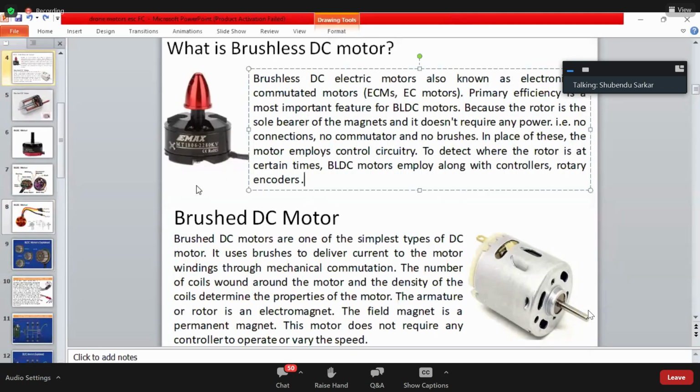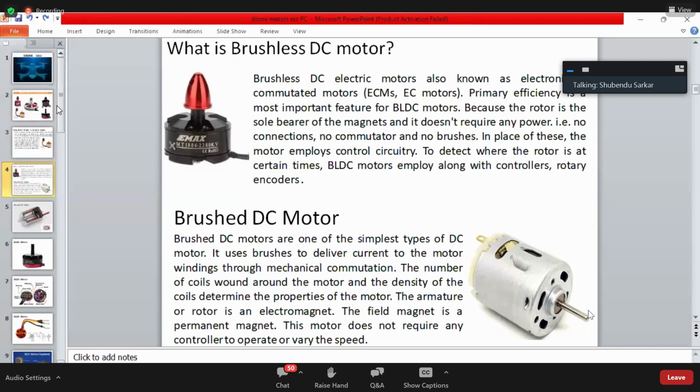But if I'm talking about a BLDC, there is no brush in it. Means that the brush has been removed. But the point is, if the brush is removed, then how is the motor going to work? That is why these BLDC motors are known as electrically commutated motors. How the entire scenario works, I'm going to explain step by step and one by one.